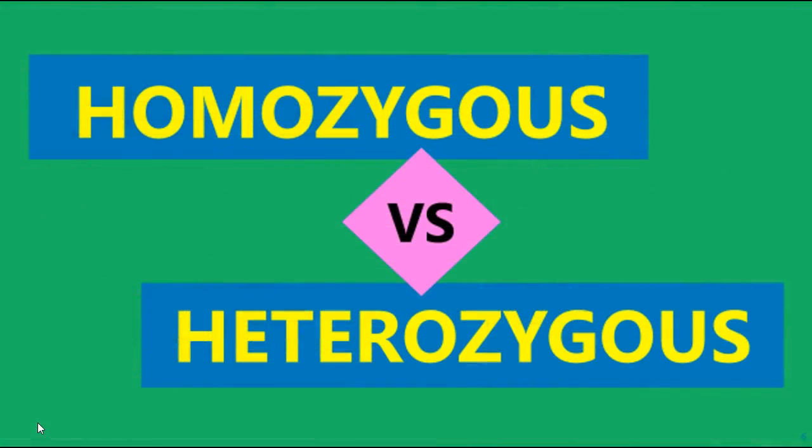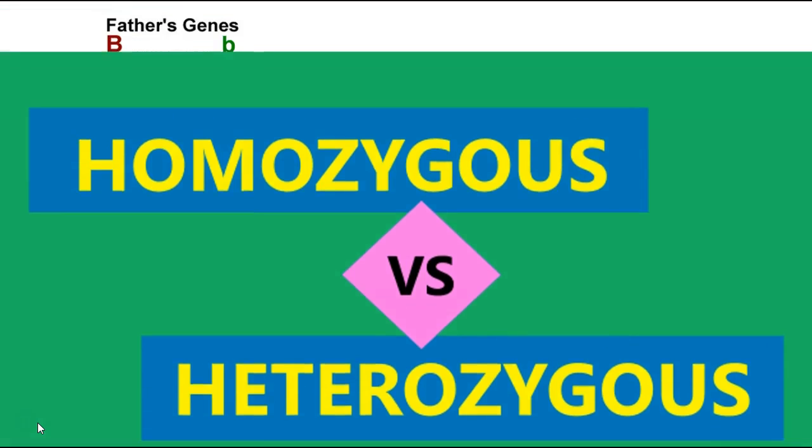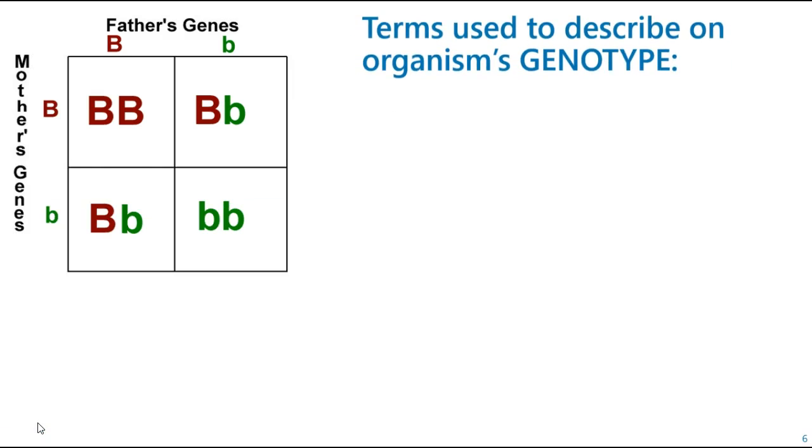And now we'll talk about homozygous versus heterozygous. These two words are terms that are used to describe an organism's genotype. When we're talking about heterozygous and homozygous, we're talking about the phenotype. I'm sorry, the genotype. The genotype.